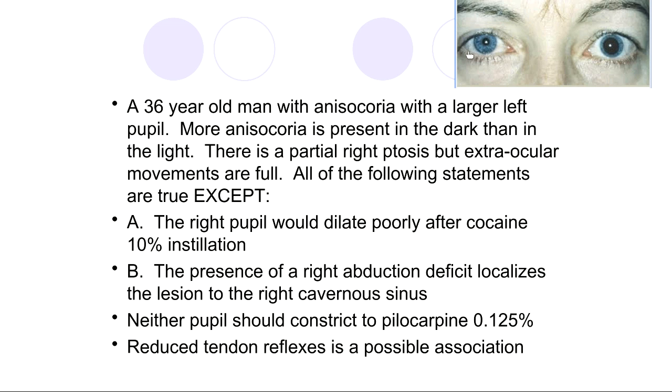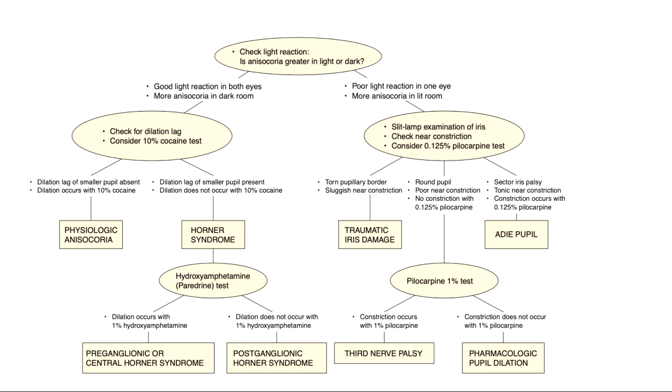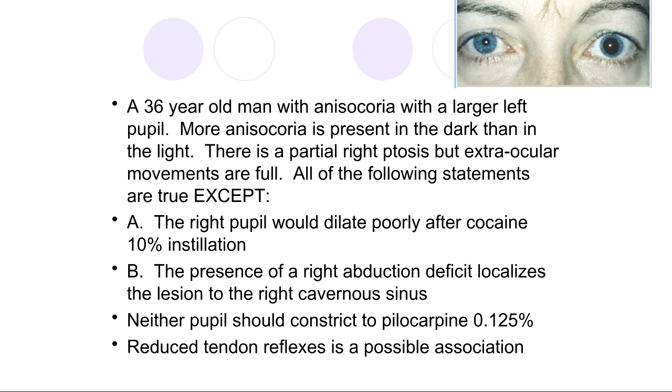So we say that this person has what then, Chantel? If the right eye is the problem, what's going on? I would say that it's a possible Horner's. All right, so what's the first test that we're going to do to confirm a Horner syndrome? And what do you expect to happen if it really is a Horner syndrome? Nothing would happen, right? It would not dilate.